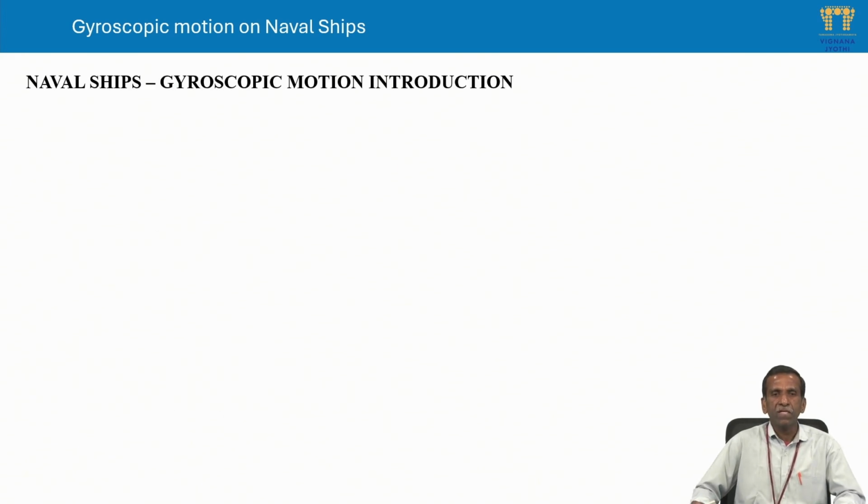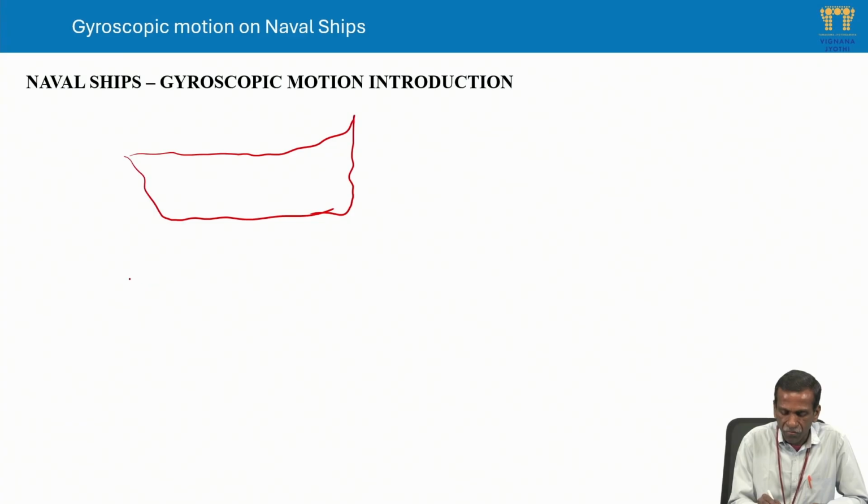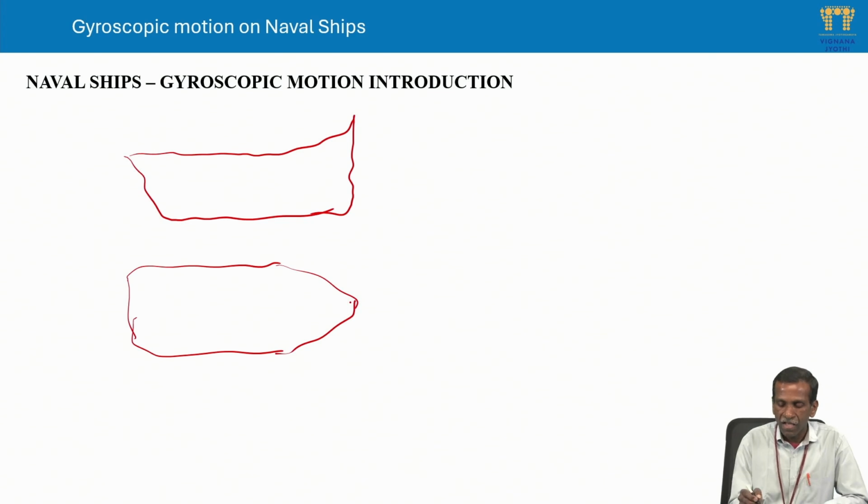Now we are going to see this gyroscopic effect on naval ships. For this, one should understand the important terminology involved in naval ships. Let me draw a very concise, brief naval ship diagram. This is the ship, front view let us say, and if you want to see the top view, I will show you the top view. Let us say like this. Okay, I am not that perfect in drawing.